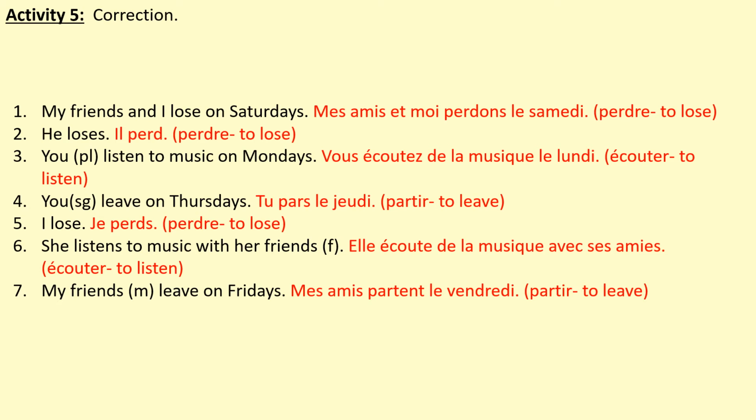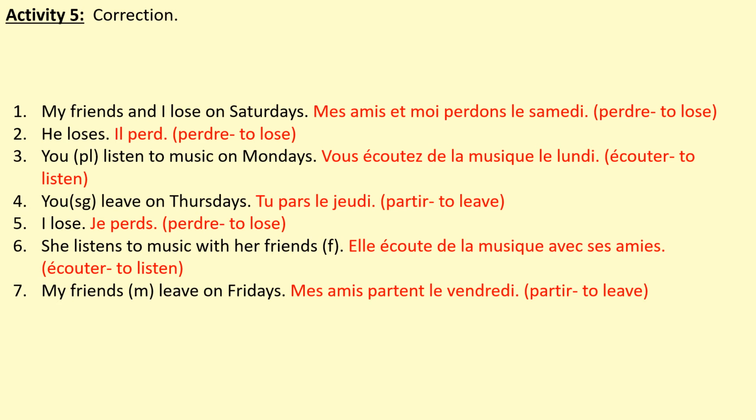So if we zoom in on them, if we look at them a little bit more closely, we know that for example, number 2, he loses, il perd. We know that we get rid of the re, and we just leave it with the d. If it's you plural, listen to music, if to listen is écouter, we know that verbs in er, for the you plural pronoun, you get rid of the er and you replace it with ez.